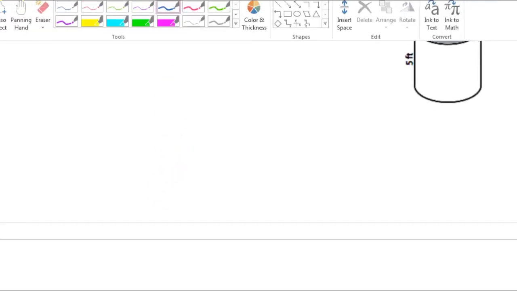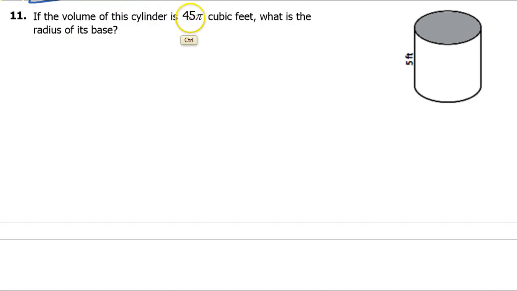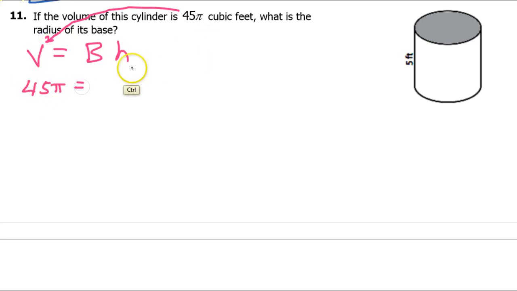All right, let's take a look at number 11. The volume of the cylinder is 45 pi cubic feet. What is the radius of the base? Well, let's see what we can do. The volume is the area of the base times the height. They're telling us that the volume is 45 pi, so that's going to go in right here. In here we will have the area of the base times the height. The height's the distance between the bases, so that'll be 5.